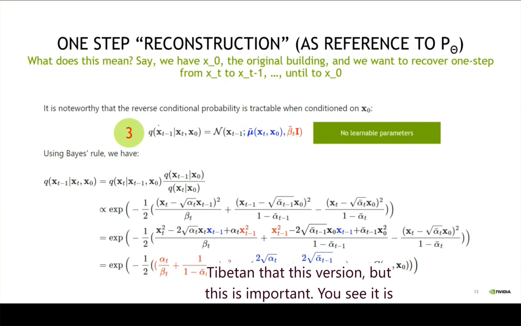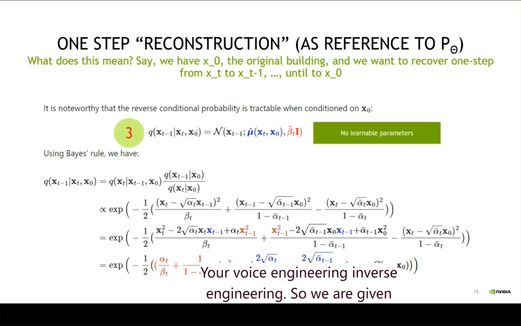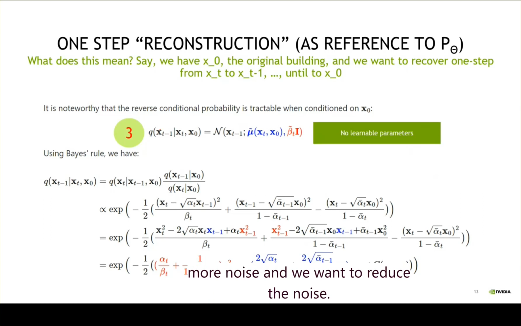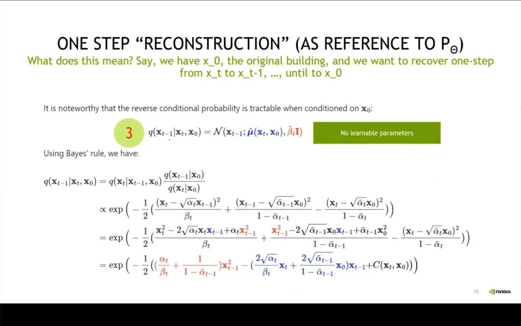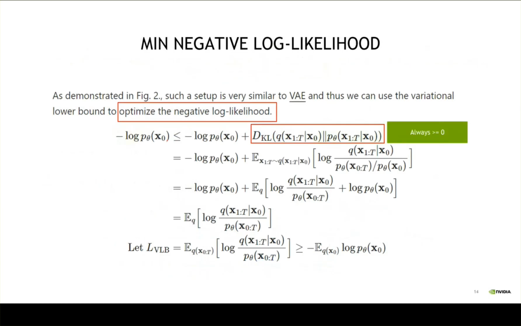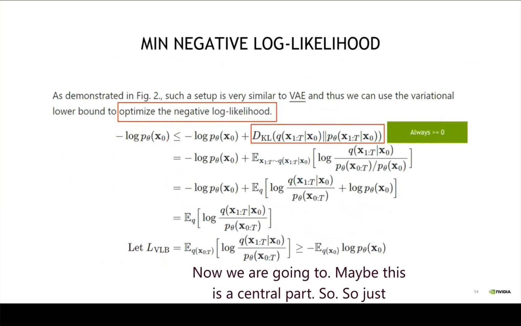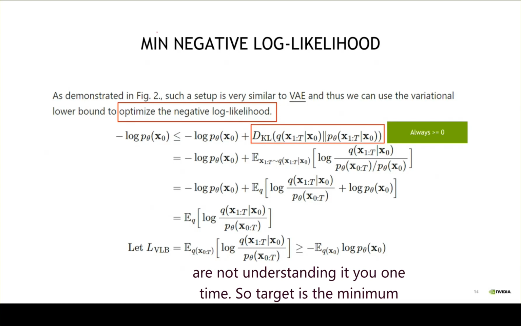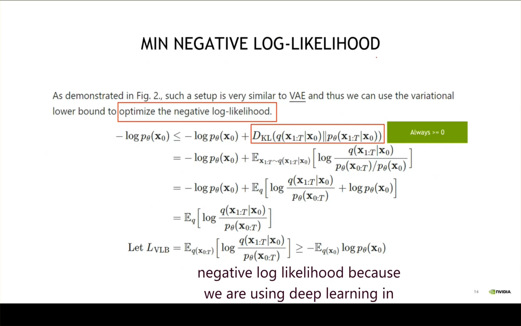But this is important. You see, it is inverse engineering. We are given x0, and we want to recover xt minus 1 from xt. xt has more noise, and we want to reduce the noise, right? Like this. Now maybe this is the central part. Because we are recording, you can check it later if you don't understand it in one go. So the target is the minimum negative log likelihood.